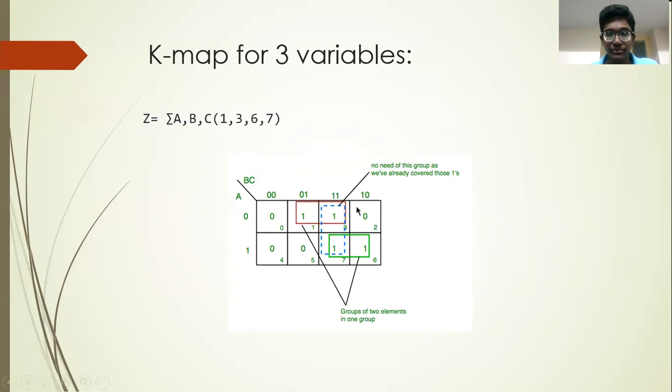And here the red line we can see over here is forming a group of 2 ones, that is a duplet, and the green one is forming another duplet. And we don't require the dotted blue lines, because both ones are covered in the red group and green group. So we don't require another group forming the blue dotted lines. This method is reducing the amount of space and reducing the Boolean expression easily.